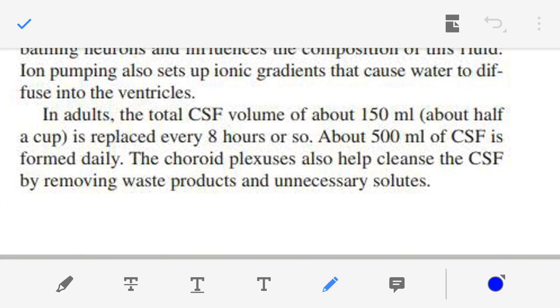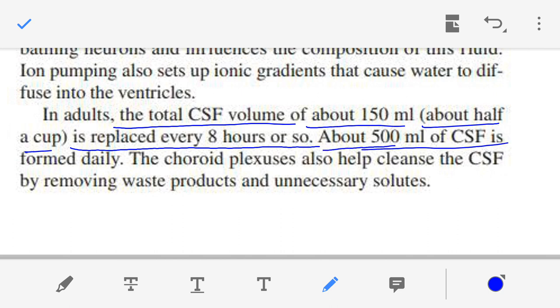Now in adults, the total CSF volume of about 150 ml, that is about half a cup, is replaced every 8 hours or so. So every 8 hours, the CSF which is circulating is replaced. So the volume of 150 ml is replaced every 8 hours, and about 500 ml of CSF is formed daily.